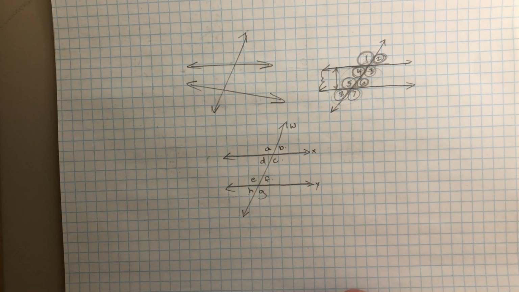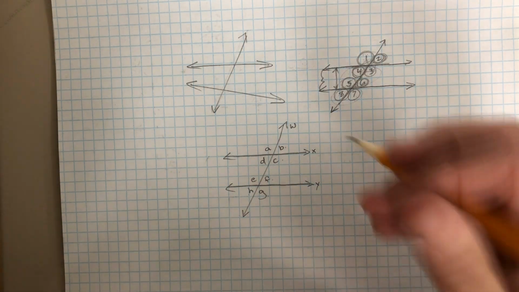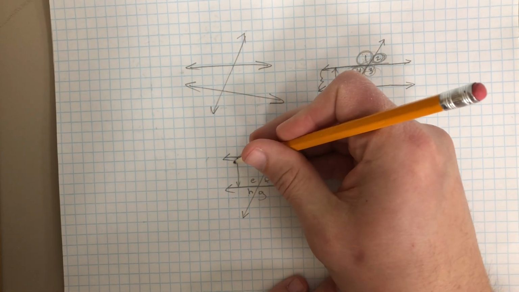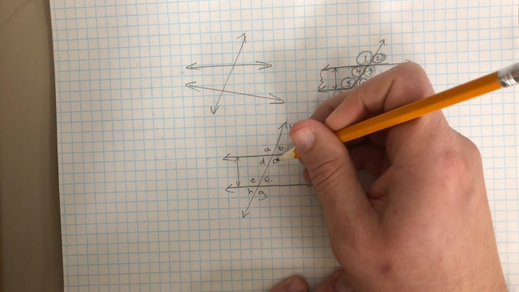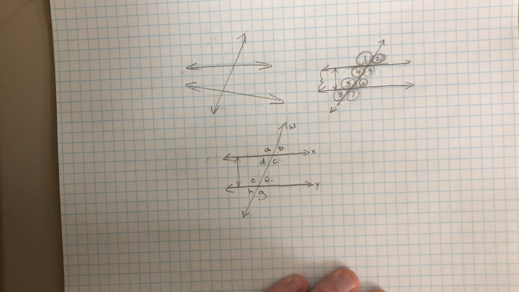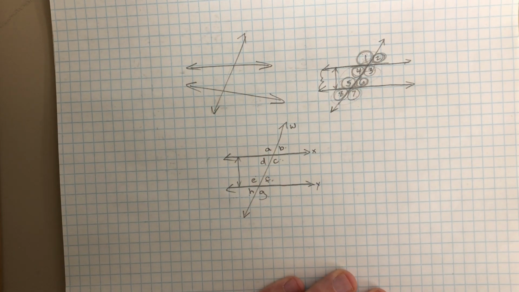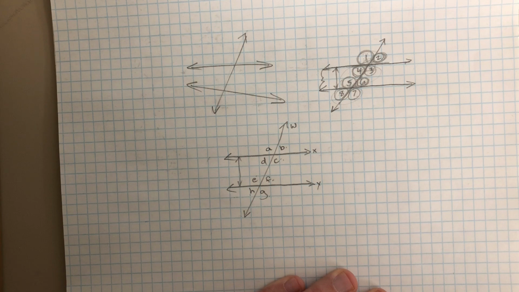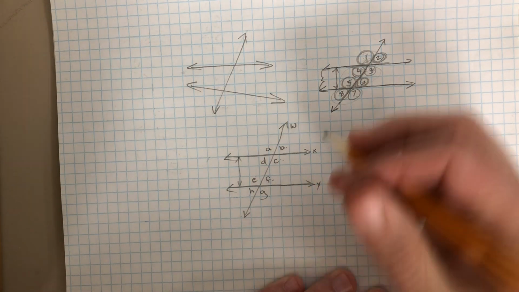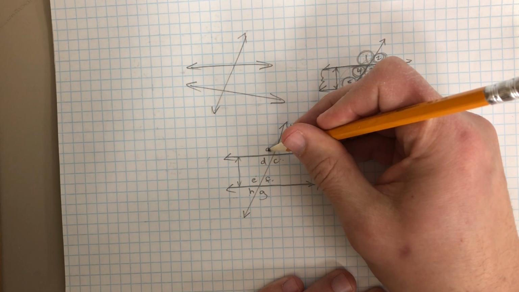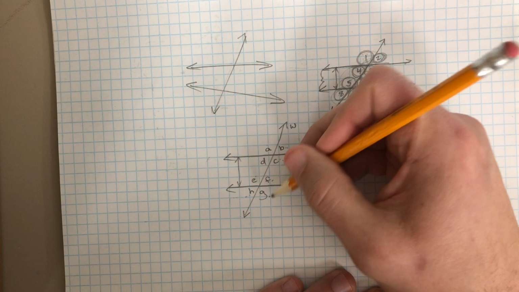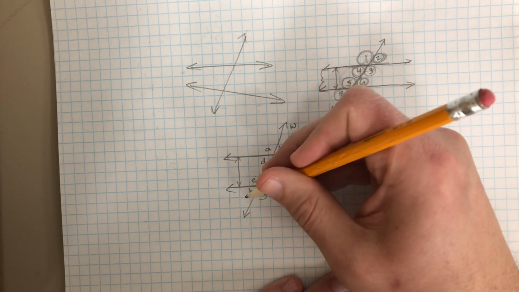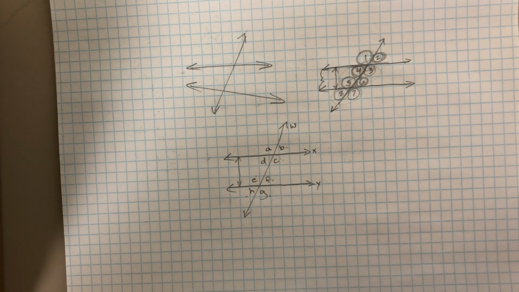Letter B, name the pairs of alternate interior angles. So I'm looking in between these two. Alternate interior would be D and F and C and E. Those are the pairs of alternate interior angles. C, name the pairs of alternate exterior angles. Alternate exterior would be A paired with G and B paired with H. A and G are alternate exterior, B and H are alternate exterior.